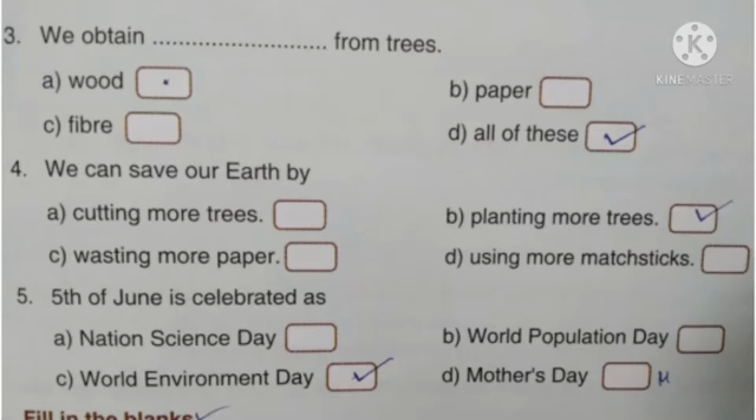5. 5th of June is celebrated as A, National Science Day, and B, World Population Day, C, World Environment Day, and D, Mother's Day. 5th of June is celebrated as, answer C, World Environment Day.